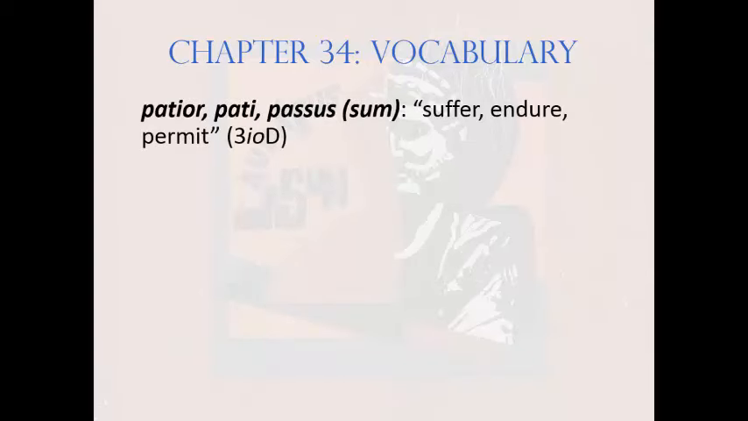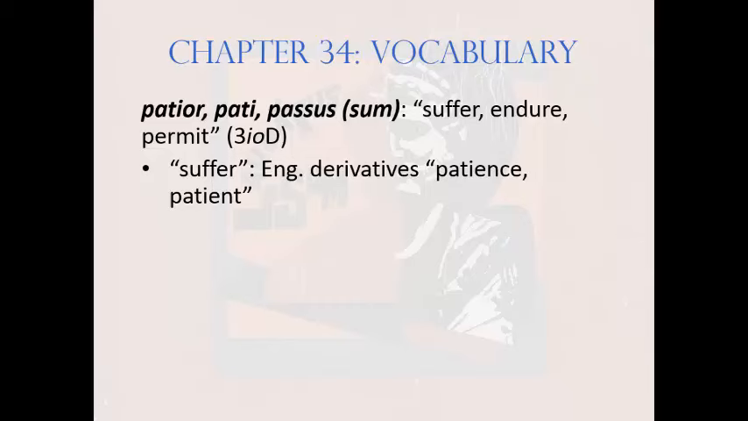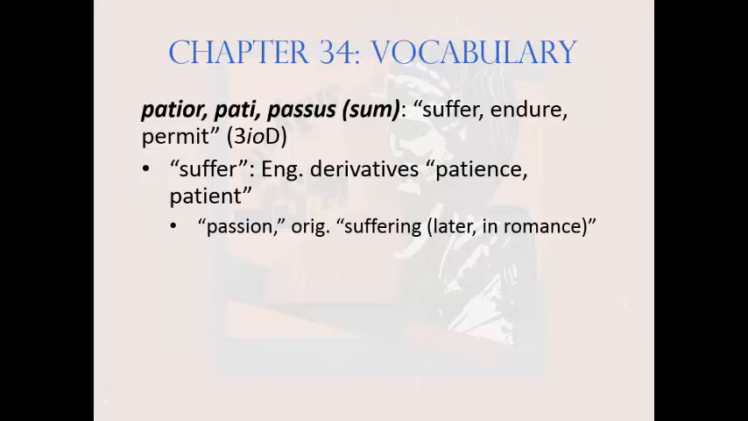And what are talking, dying, and bearing kin but suffering? Patior, pati, passus sum, meaning suffer, endure, or permit. Another third io deponent verb. From its suffer sense we get words like patience and patient and passion. Originally, the suffering one suffers in love, only later the romantic feelings associated therewith.